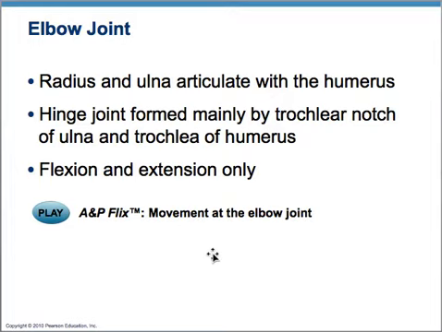Moving on from our shoulder to our elbow, we have our radius and our ulna. They articulate with the humerus. The hinge joint is formed mainly by the trochlear notch of the ulna and the trochlea of the humerus. The trochlear notch of the ulna is what you saw in that bone lab. It looked like a hook-like structure. It's going to hook on to the trochlea of the humerus, forming that hinge joint. This joint allows for flexion and extension only.